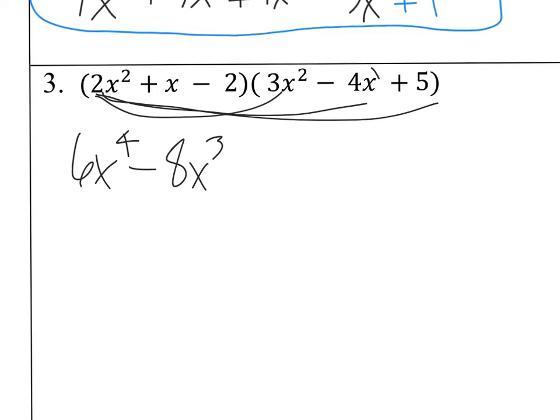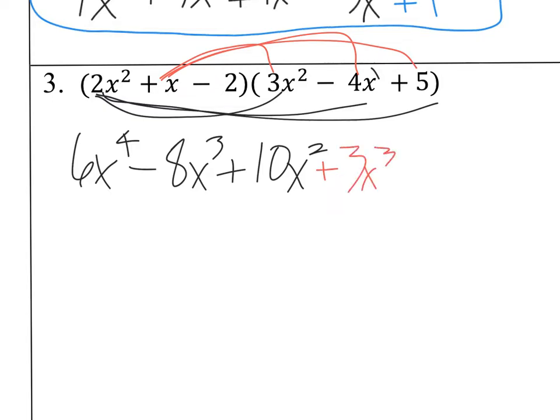And then you have 2x squared times 5, so that's just simply 10x squared. And then we have to do x now to 3x squared, negative 4x, and 5. All right? So I have x times 3x squared, so that'll be plus 3x to the third. X times negative 4x is negative 4x squared, because power of 1 plus power of 1 is power of 2. And then x times 5 is 5x.